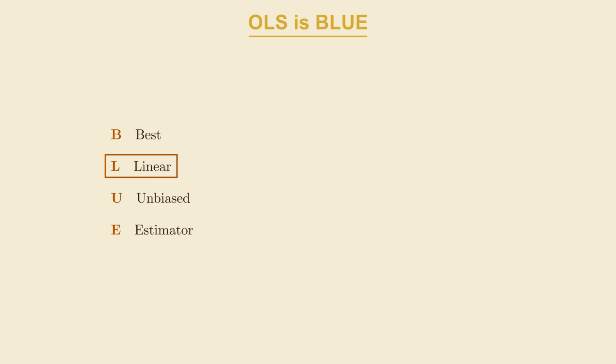E here stands for estimator and the L stands for linear. What this means is that our slope estimate is a linear estimator. This just means that we estimate our slope using a linear combination of the y values in the data. What exactly does that mean?